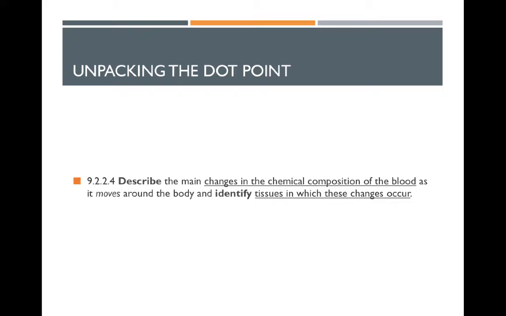Our first important word in this particular dot point is describe, okay? So when we describe, we give the characteristics, give the features. So we need to basically give the features of the main changes in the chemical composition of the blood as it moves around the body. And identify is our second important word. All we need to be able to do for identify is just name the tissues where the changes occur.